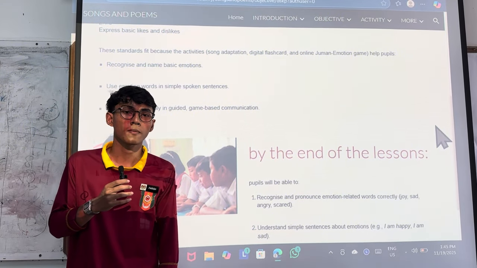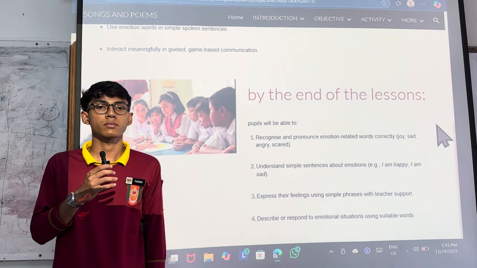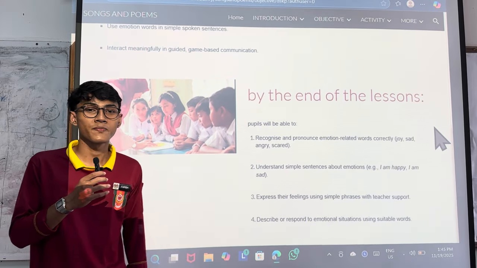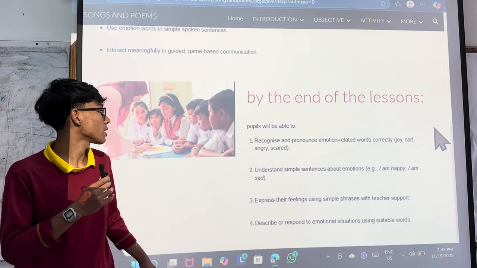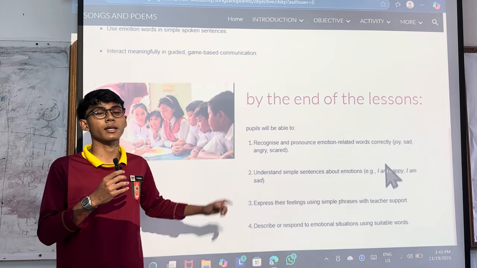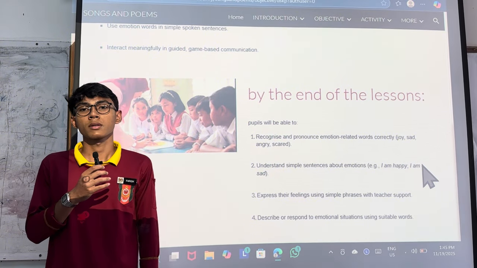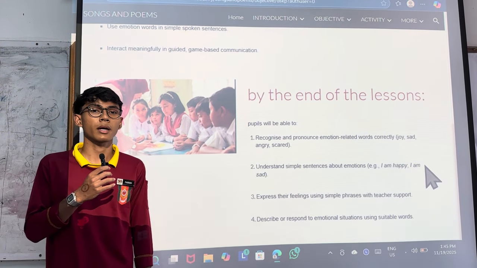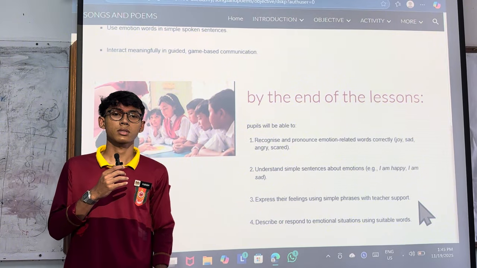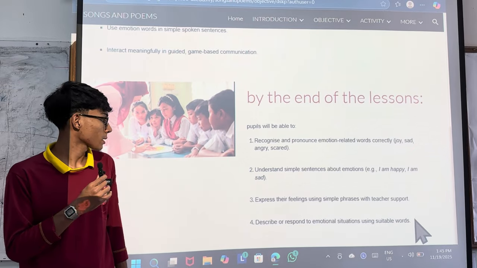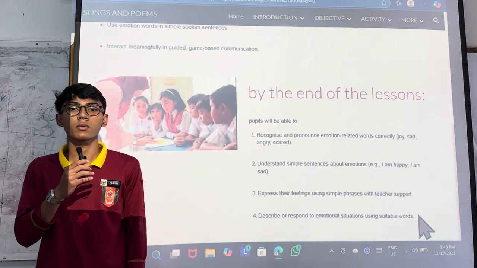And last but not least, by the end of the lesson, pupils will be able to recognize and pronounce emotion-related words correctly, such as joy, sad, angry, and scared. Second, understand simple sentences about emotions, for instance, I am happy and I am sad. Third, express their feelings using simple phrases with teacher support. And last, describe or respond to emotional situations using suitable words.